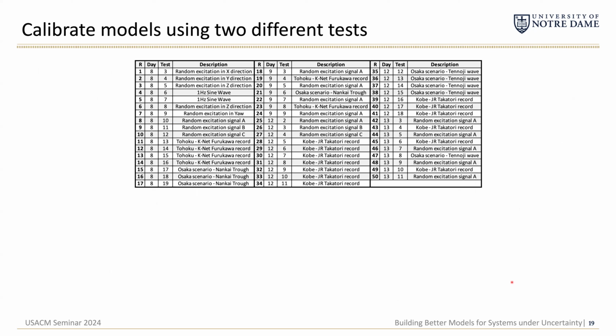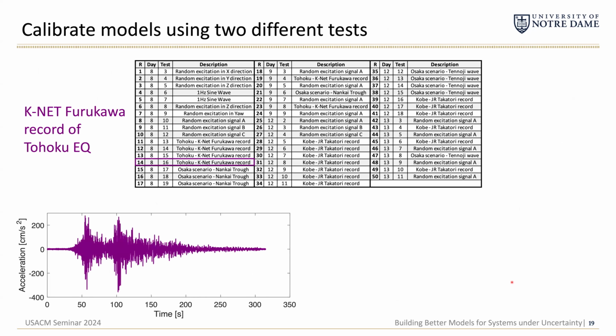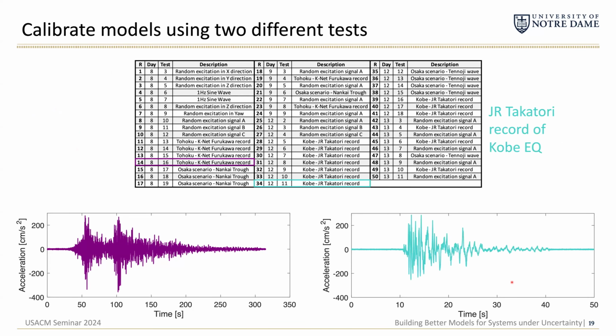Now, we're going to calibrate, and this is the time we have today. I want to talk about calibrating models using two different tests. Again, here we have our test matrix. And so one of the tests we're going to use is from the KNet Furukawa record from the Tohoku Oki earthquake from 2011 in Japan. So we have this record here. And then we're also going to look at a record, specifically the J.R. Takatori record from the Kobe earthquake from 1994.